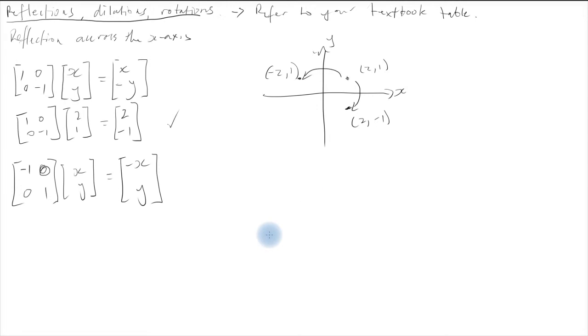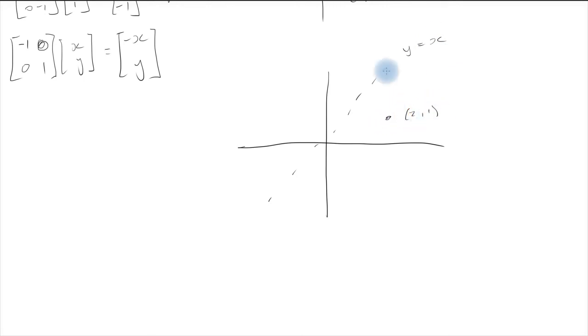Now, we often want to do reflections across key lines. This is the line y equals x. If we have a point here at 2, 1 and we reflect it across this line, the x and y coordinates swap, giving us 1, 2. So that's reflecting across the line y equals x.